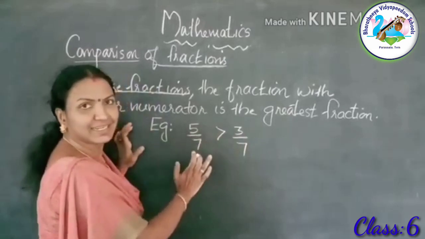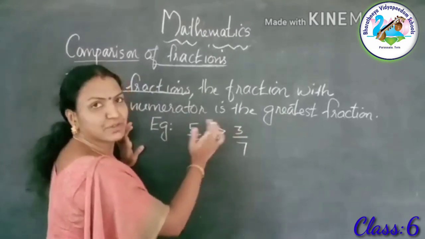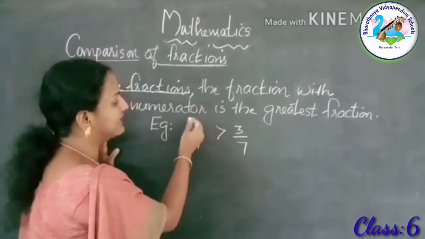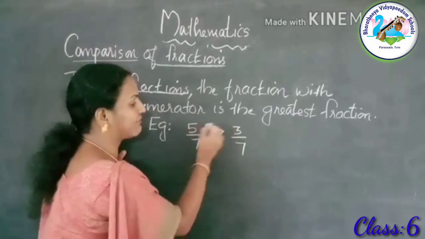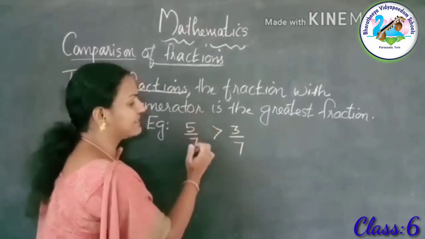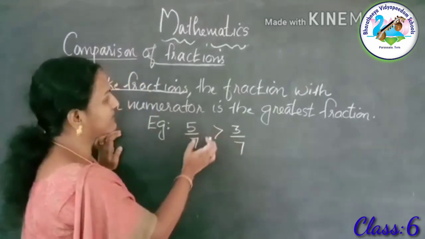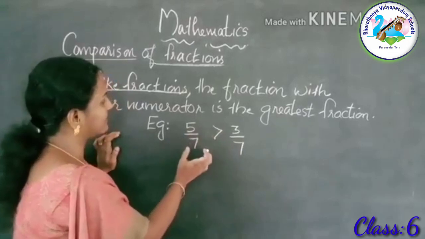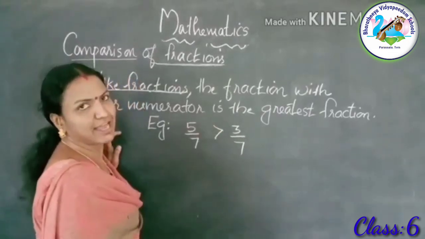So which is greater? If the denominators are the same, we have to compare the numerators. Here the greater numerator is 5. By comparing 3 and 5, 5 is greater than 3. So 5 by 7 is greater than 3 by 7. So by comparing like fractions, the fraction with the greater numerator is the greatest fraction.